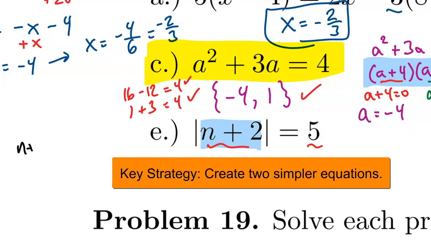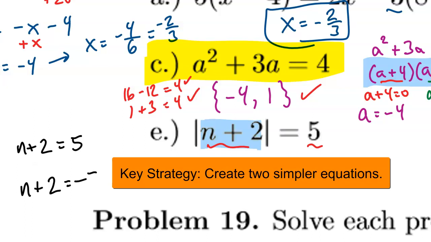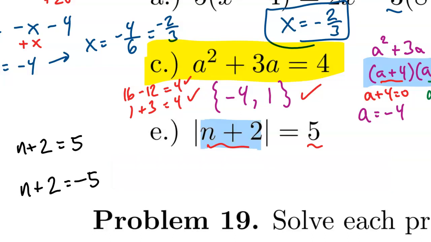Either n plus 2 just equals 5. The absolute value would then turn this expression into positive 5. Or n plus 2 could equal negative 5. And then the absolute value would turn that into positive 5. So from the first equation, I can see that n would equal 3. And from the second equation, I can see n would equal negative 7.